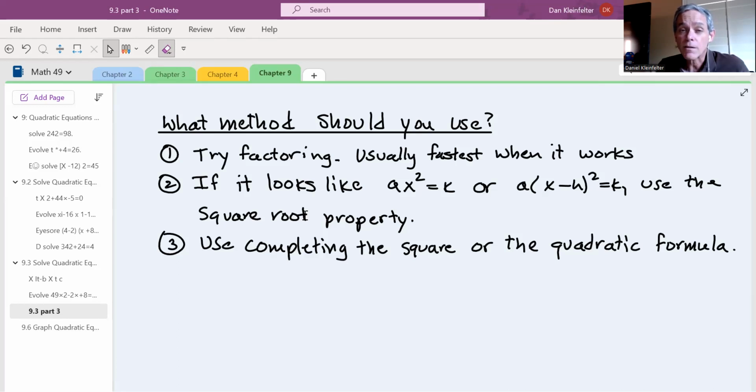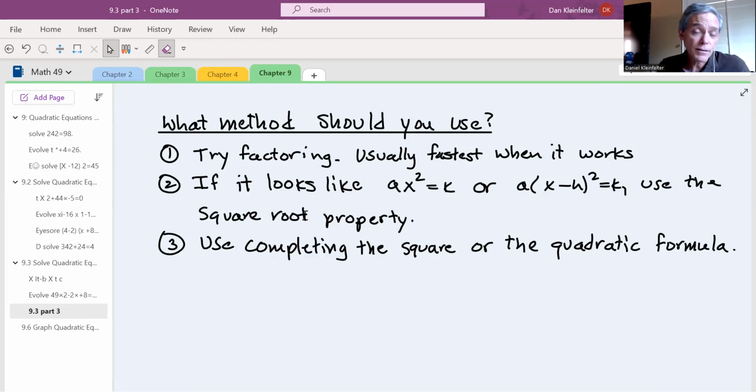The something else, if it's in the format ax squared equals k, or a(x minus h) squared equals k, which is materially the same thing, use the square root property. So those are kind of the end of completing the square, is using the square root property. So if it's in one of those two forms, just use the square root property.